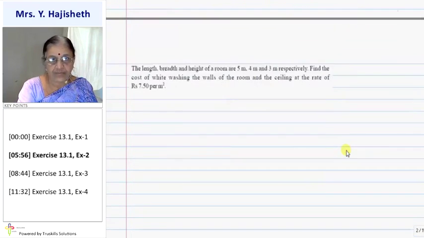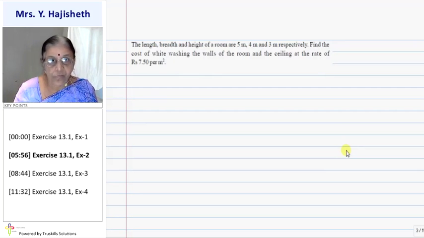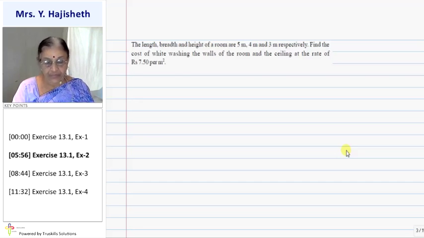Now the second sum of 13.1. A small room: the length, the breadth and height of the room are 5 meter, 4 meter and 3 meter respectively. Find the cost of whitewashing the walls of the room and the ceiling at the rate of rupees 7.50 per meter square.